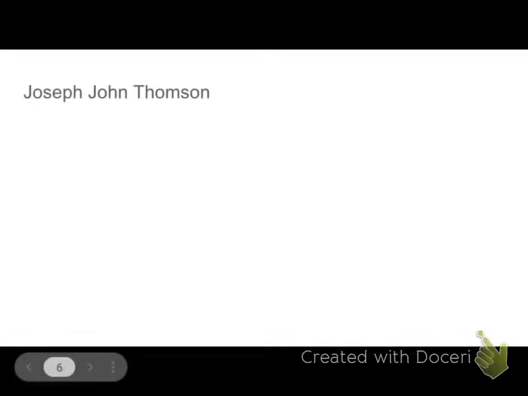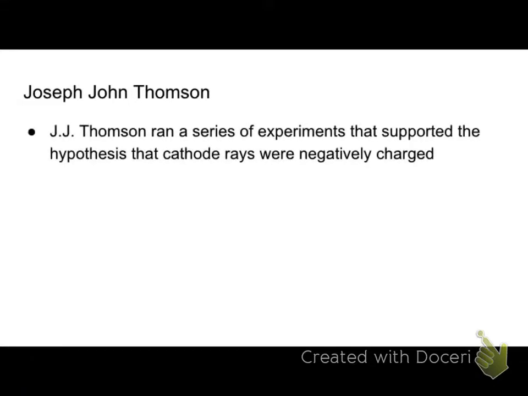So, a man named Joseph John Thomson ran a series of experiments, the evidence from which wound up supporting the hypothesis that cathode rays were negatively charged.